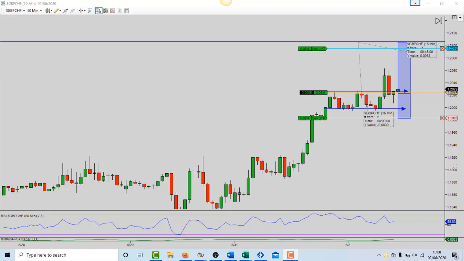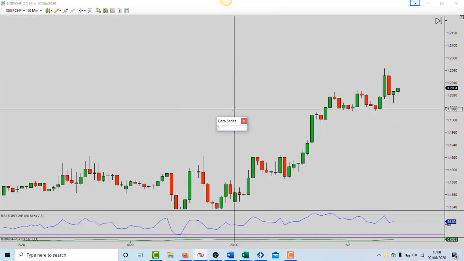This is the pound Swiss on the 60-minute time frame, and I'm involved in a continuation trade where we've come into a previous high and tight flag. So what I'm just going to do here is delete everything off.